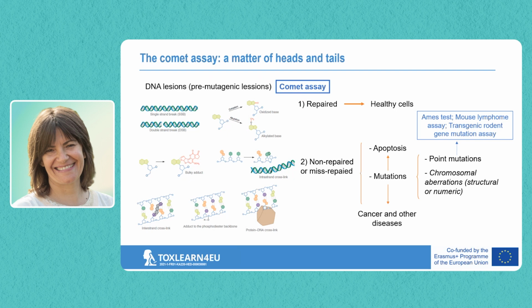Ames test, mouse lymphoma assay, transgenic rodent gene mutation assay, micronuclei assay, chromosome aberration. Some of these assays can be applied in vitro, some others in vivo, some others in humans. So some can be used in a human biomonitoring study, some others cannot. We are going to focus on the Comet assay today.